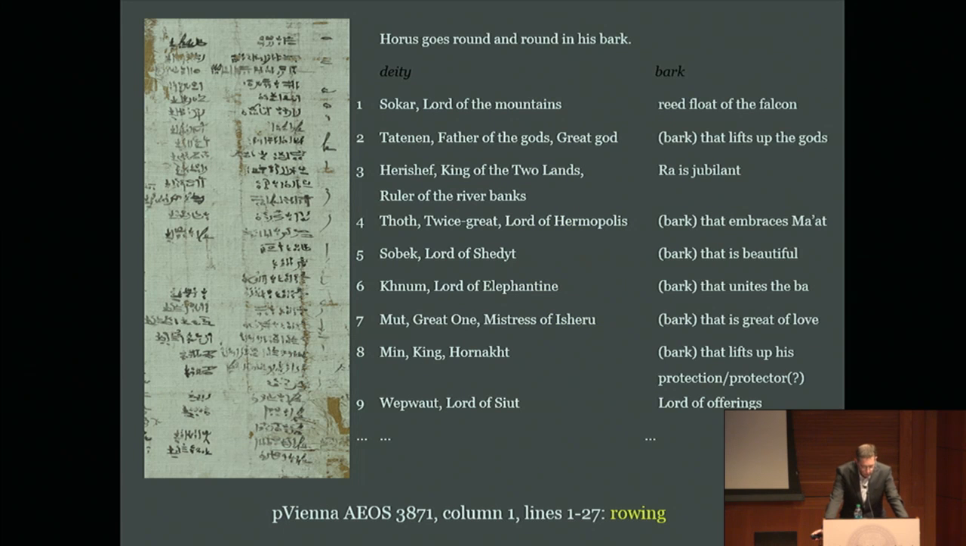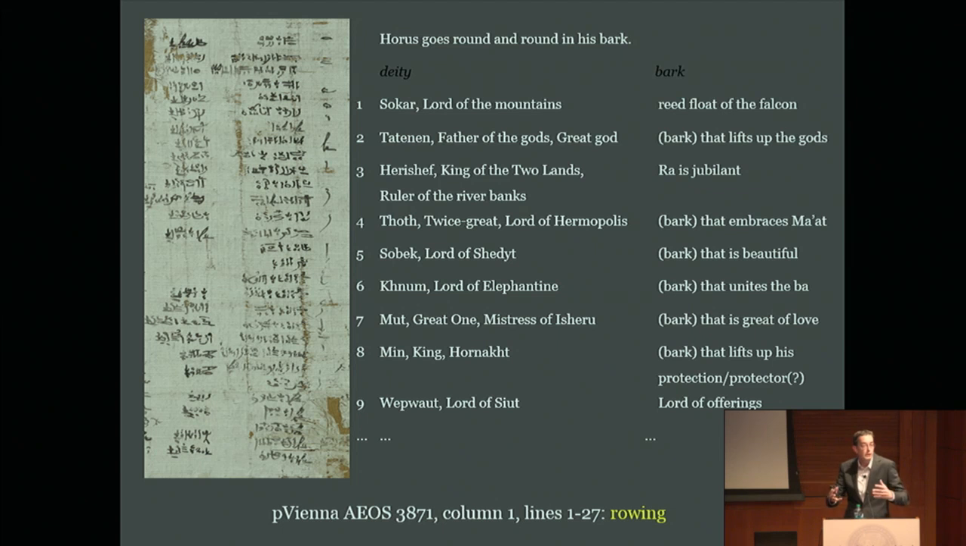We have here two narrow columns of 48 lines that are paired. So here we have these two narrow columns, but this line goes with this goes with this. It's a beautiful list. For each line, the name of a deity is paired with the name of a ceremonial bark. So, for example, the god Sokar, with his epithet Lord of the Mountains, apparently he has a bark that is called Reed Float of the Falcon.